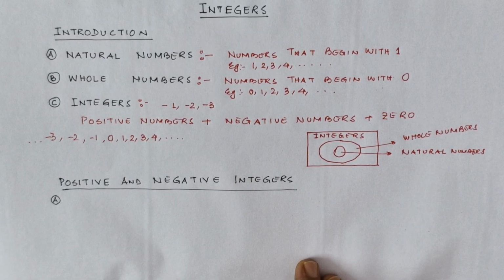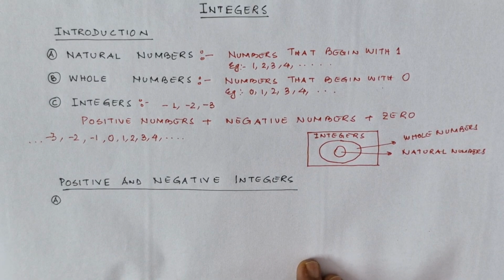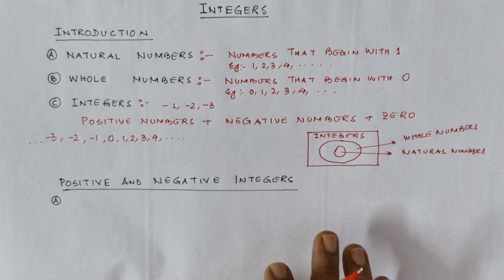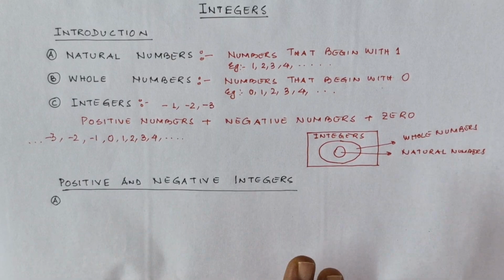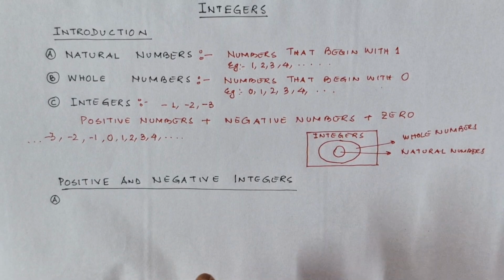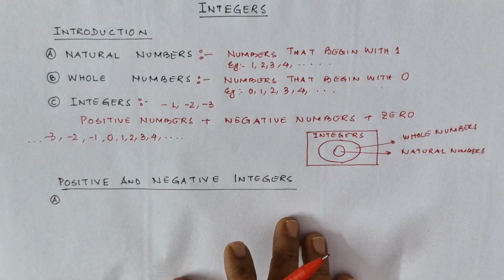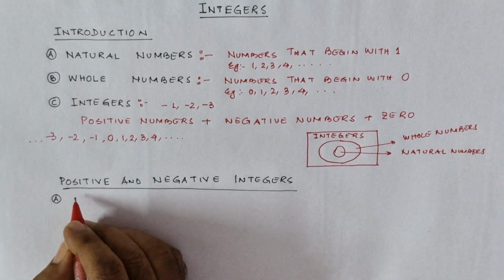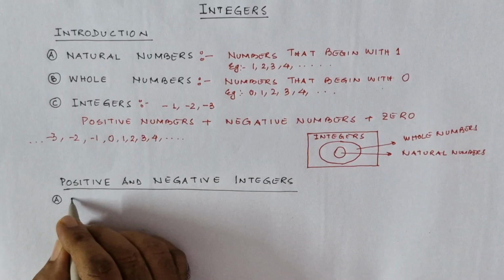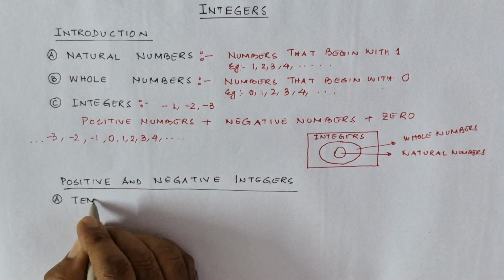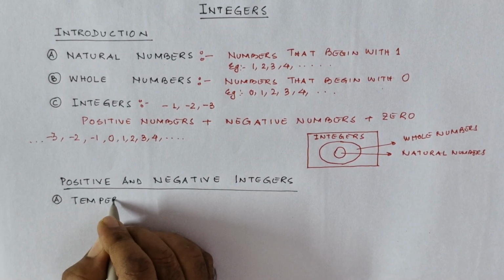As I told you, I'll give you some examples in real life where you see positive and negative numbers, right? In our daily life, we have seen different scenarios where we get positive and negative numbers. Let us take a few examples that you always come across in your daily life. The first one is temperature.